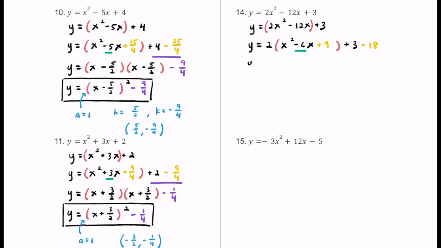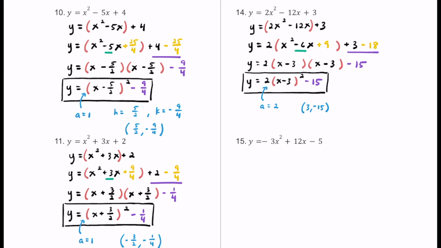All right, so y is equal to 2 times, and we should have 2 identical binomials. Let's go ahead and write those. So we have a negative b value, negative 6, so we should have x minus 3, x minus 3. That would be the factored form. And then this 3 minus 18. 3 minus 18 should be negative 15. Okay, let's go ahead and condense this. y equals 2 times the quantity of x minus 3 squared, and then minus 15. This should be our vertex form.